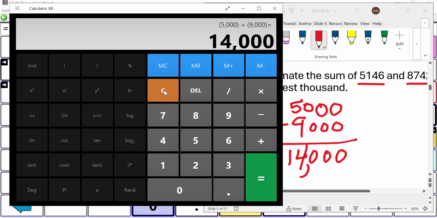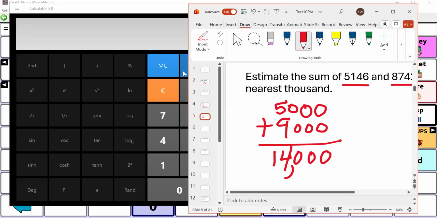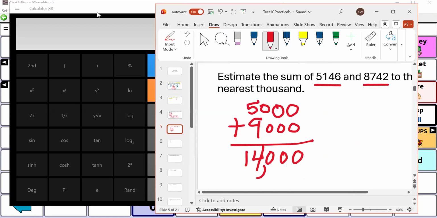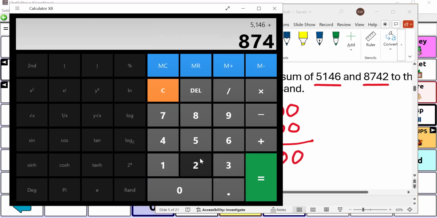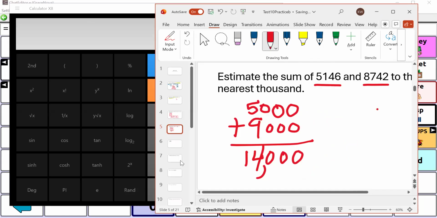If you had actually used the numbers and didn't do any rounding, 5146 plus 874, I'm not sure if that number is a 3 or a 2. Let me see if I can move it a smidge over. A 2. To enter 13,888. And if you round that number, that becomes 14,000, similar to our answer right here.